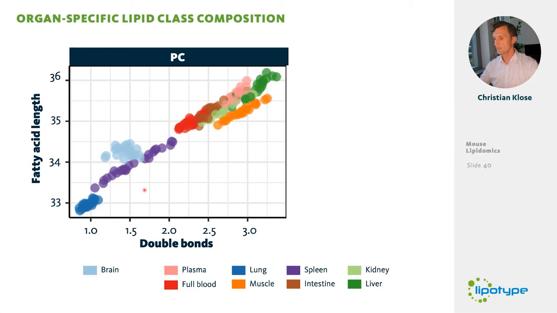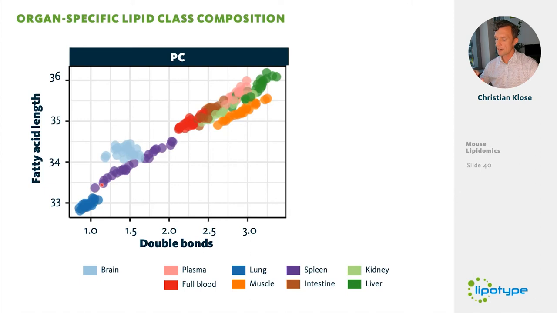And what you can see here really is that the specific organs form very tight clusters of dots, meaning they have a very distinct and very specific lipid class composition, in that case for phosphatidylcholine here in brain. Same we see for lung. Phosphatidylcholine in lung also seems to have a very tightly controlled lipid species composition, while other organs such as here, this purple cloud of dots, the spleen, takes on a larger variety of double bond numbers and fatty acid chain lengths.